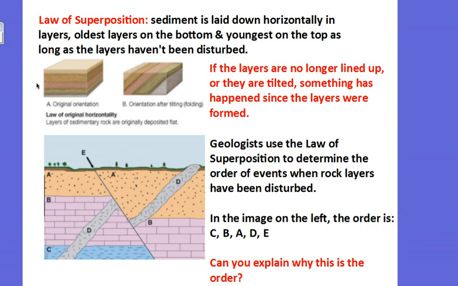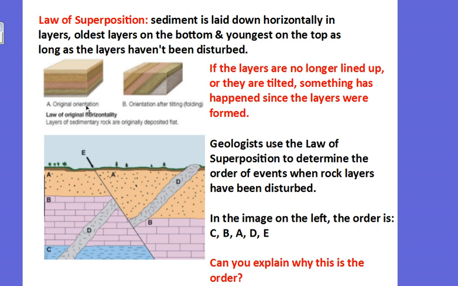So then there's a lot of overlap in the information between fossil record and geologic history of Earth, so there might be some repetition here, but sometimes hearing it a different way or looking at a different picture can help you understand it better. So again, law of superposition says that sediment is laid down horizontally like this, okay, stacked up in layers, with the oldest layers on the bottom and the youngest layers on the top, as long as the layers haven't been disturbed.